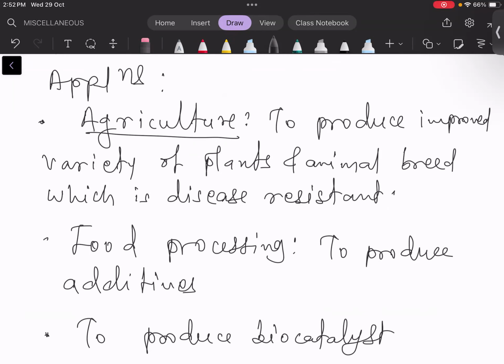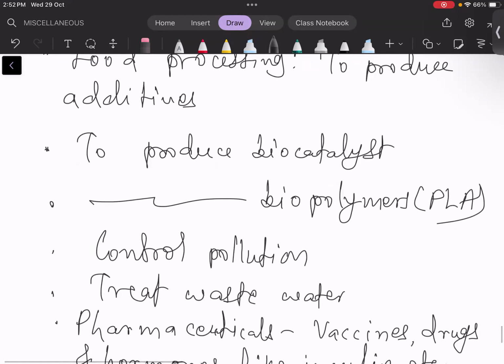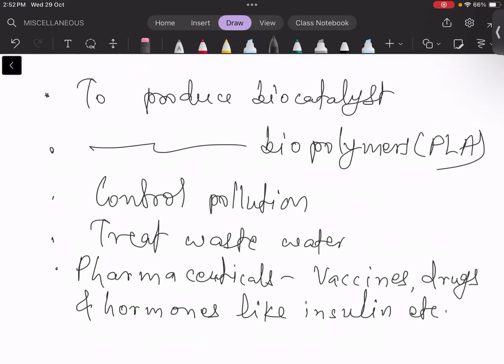Biotechnology is used in agriculture to produce improved varieties of plants and animal breeds which are disease resistant, which produce more fruits, more yields, etc. Then second, in the food processing industry to produce additives, then to produce biocatalysts, then biopolymers, to control pollution, to treat wastewater, then in pharmaceuticals, that is vaccines, drugs, hormones like insulin, etc. Okay, so biotechnology in agriculture and health we finished.